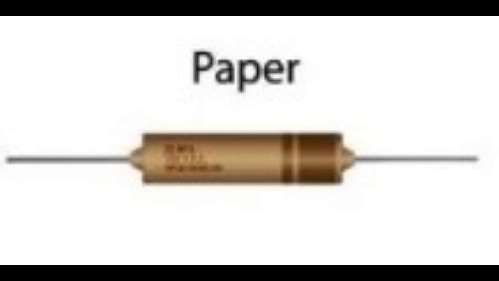Paper capacitor is also known as a fixed capacitor, in which paper is used as the dielectric material. The amount of electric charge stored by the paper capacitor is fixed. It consists of two metallic plates, and paper, which is used as a dielectric material, is placed between these plates.